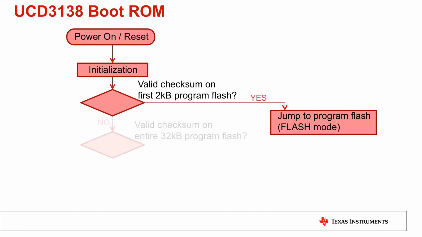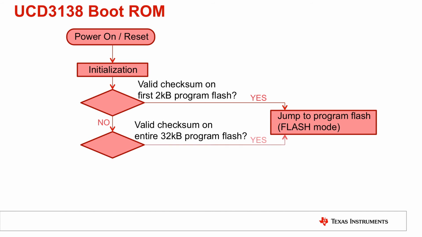If the checksum values don't match, the boot ROM program calculates the checksum of the entire 32 kilobytes of Program Flash. It then compares this freshly calculated checksum against the value stored in the last 4 bytes of the 32 kilobytes of Program Flash. If the checksum values match, it starts executing the code in the Program Flash, so it transitions from ROM mode to Flash mode. If the checksum values don't match, it jumps to a PMBus handler routine.